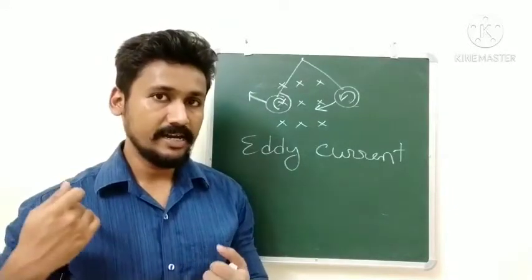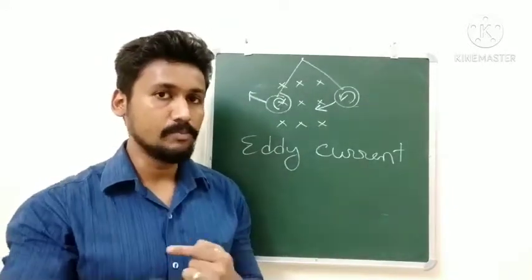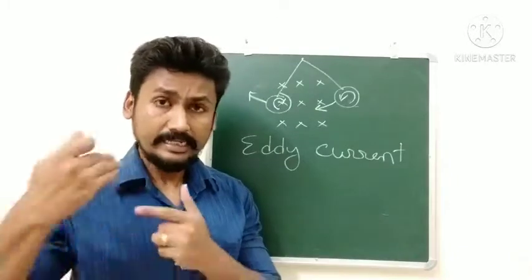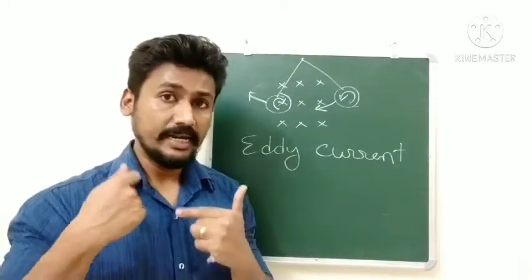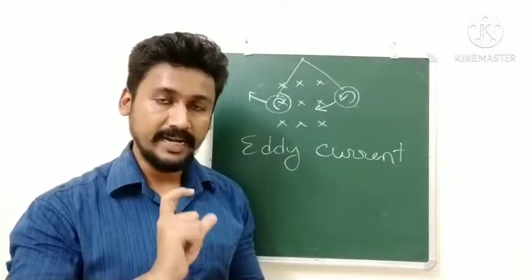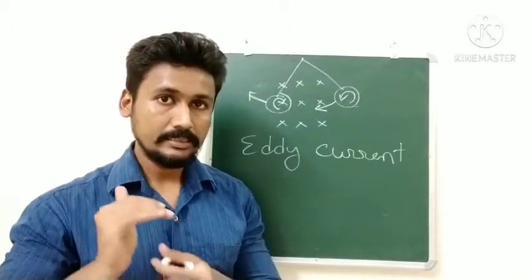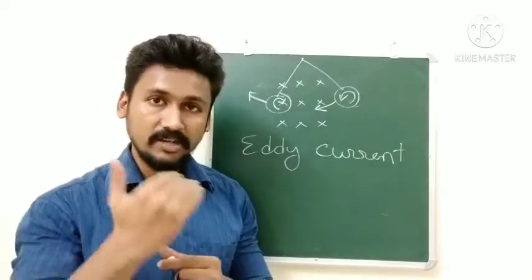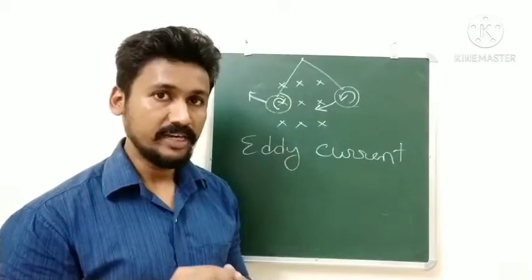For example, when we are driving our car, in the car there are many moving parts, right? There are magnetic fields. So if eddy currents are there, the car parts might get damaged. So these undesirable eddy effects, we try to reduce them. How can we reduce them?